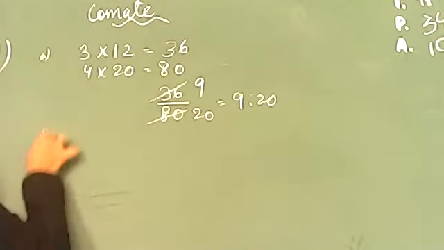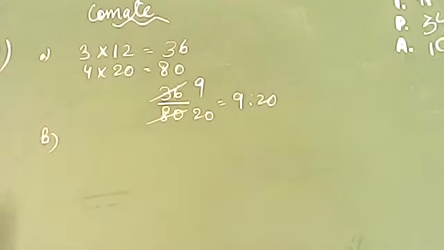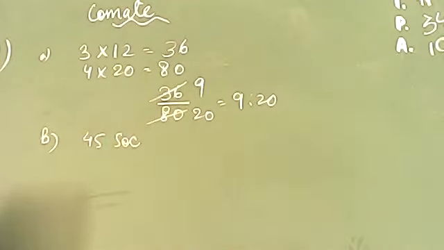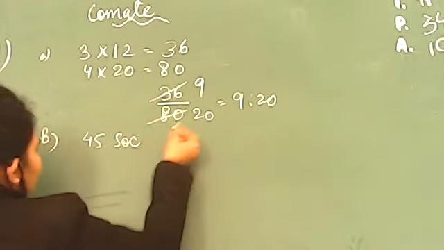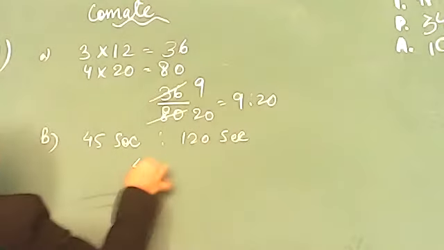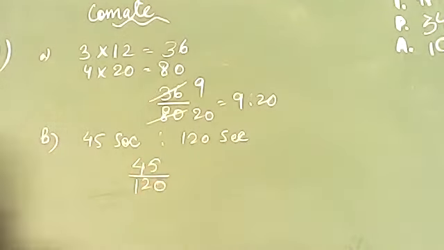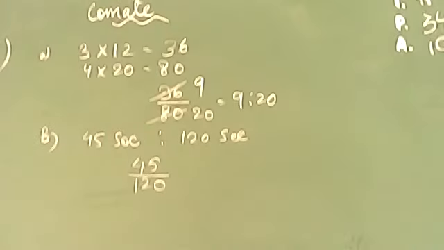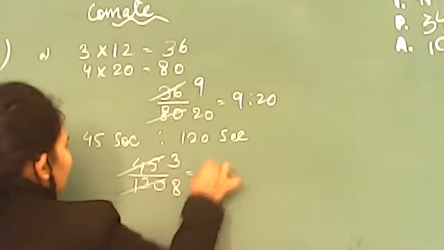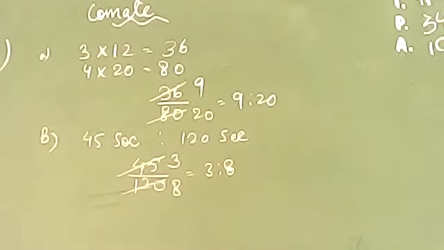Question B is telling you to find the ratio between 45 seconds to 2 minutes. Now you know 45 seconds is already in seconds. The other one is in minutes. So 1 minute is 60 seconds, 2 minutes will be 120 seconds. Now the ratio will become 45 by 120. You can cancel directly by 15. 15 3s are 45 and 15 8s are 120. So the answer is 3:8.